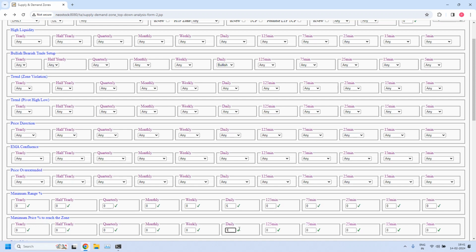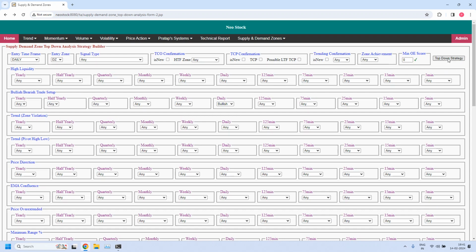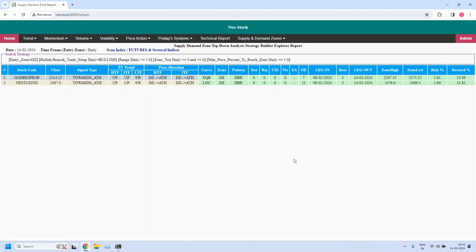Within 1% to the daily demand zone, the prices should have closed. So such a list we are getting. These two stocks are close to the demand zone, within 1%: Godrej Properties and Nestle India. There are higher chances that you may get a trade tomorrow.